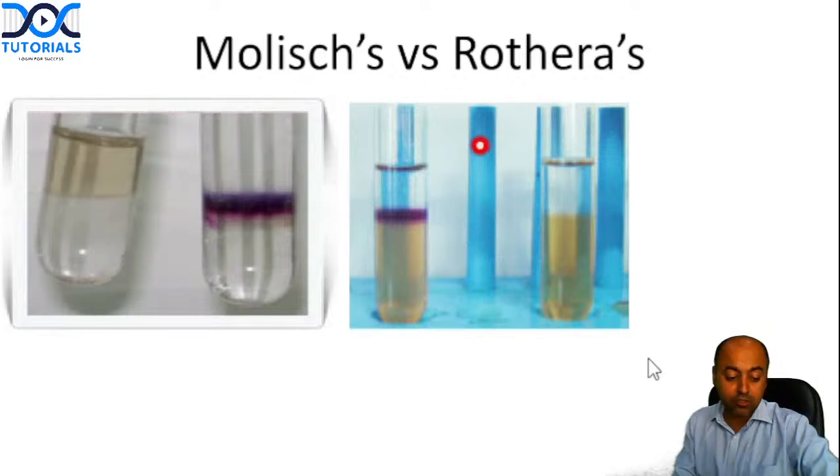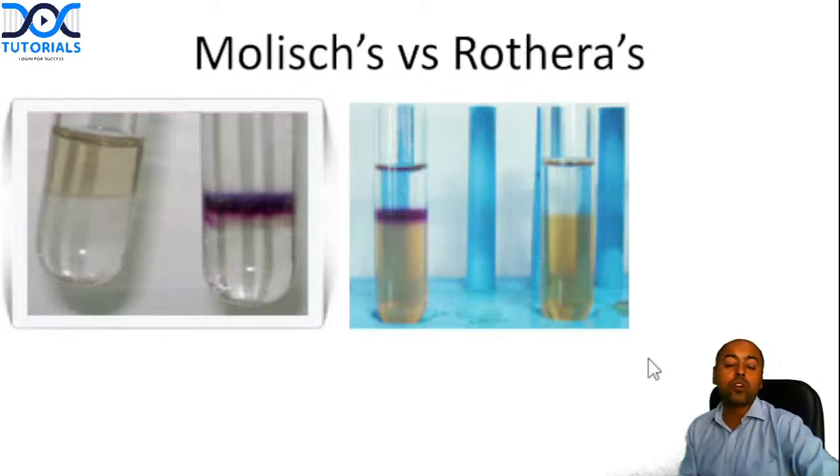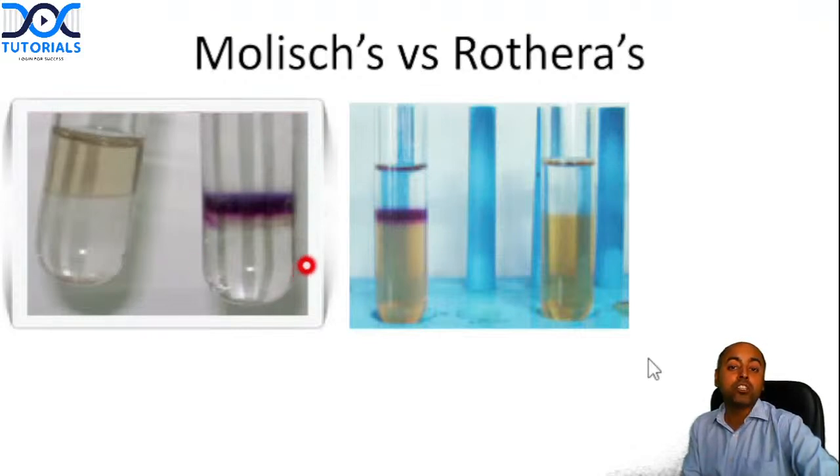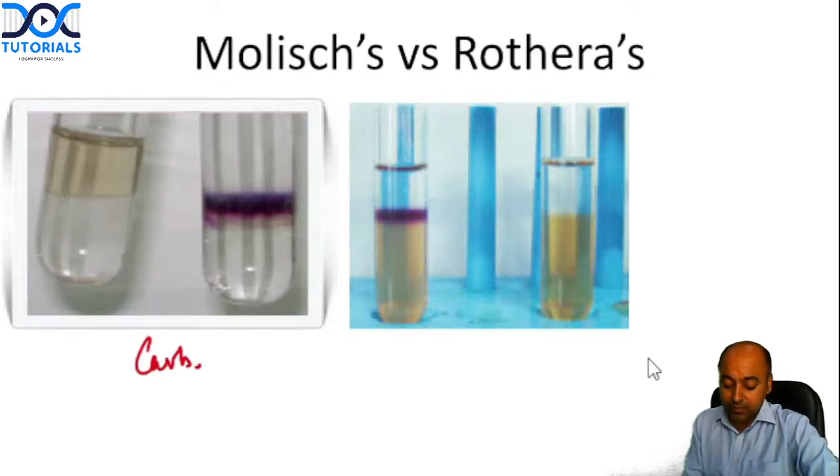Molisch versus Rothera's. In Molisch, you can see both the layers are clear. In Rothera's, you can see the lower layer is still brown in the positive test. So this is how you can quickly distinguish between Molisch and Rothera's. Molisch is for all carbohydrates, whereas Rothera's is for the ketone bodies.